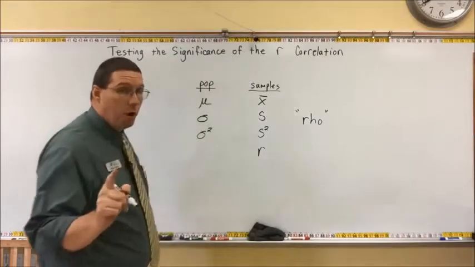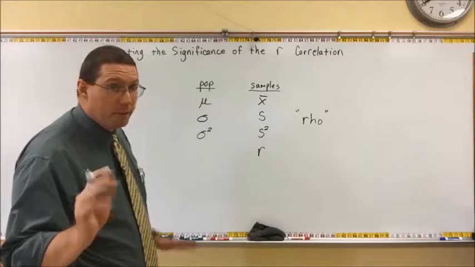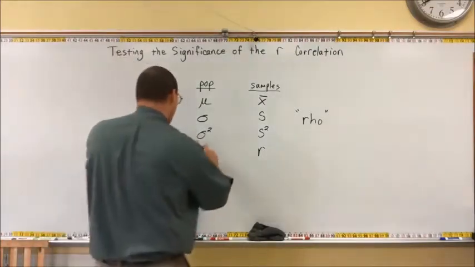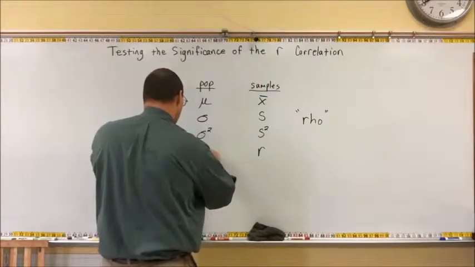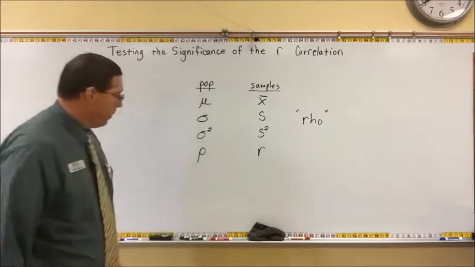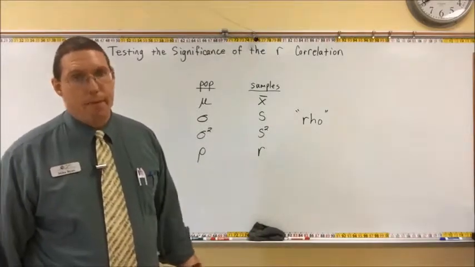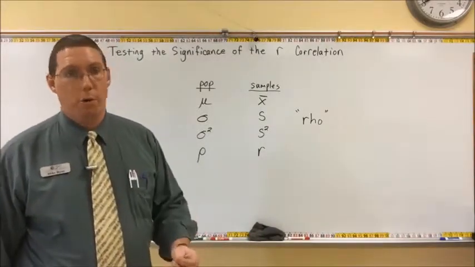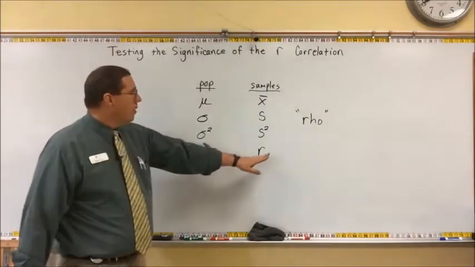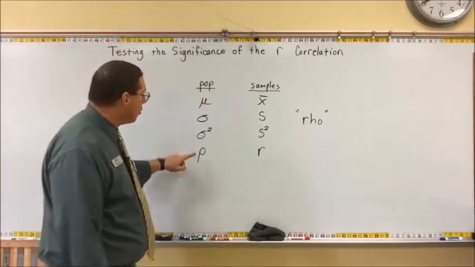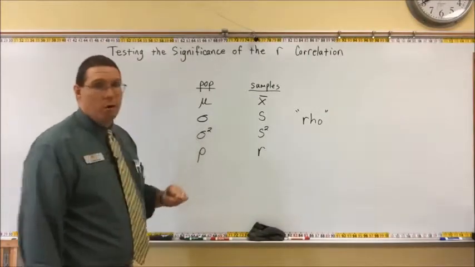The letter I'm about to write up here is the Greek letter rho. But you're not going to think rho, you're going to think a different letter. But I'm telling you that what I write up here is the Greek letter rho. It looks like that. And it looks kind of like a P, right? A Latin P, but it's not a Latin P. It's a Greek letter rho. Okay, so when we're talking about the correlation between two populations, we're talking about the rho value.